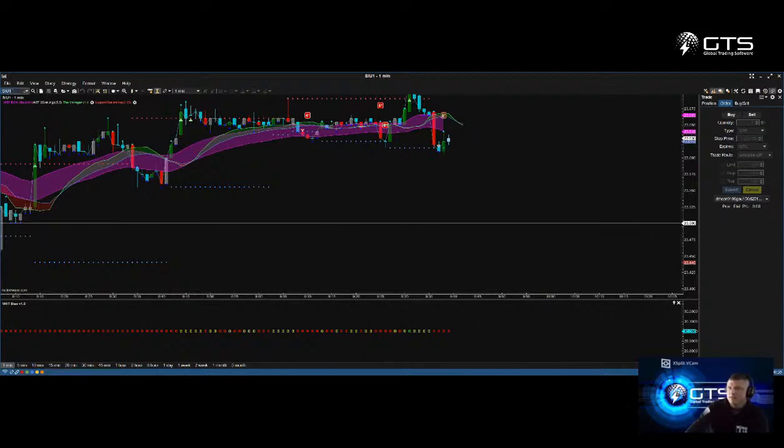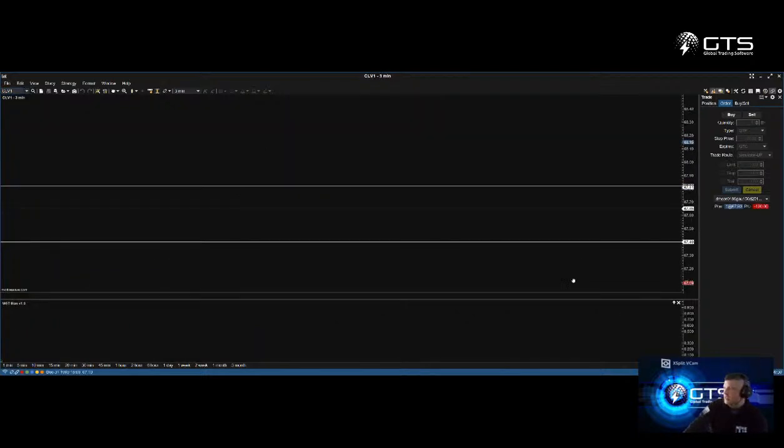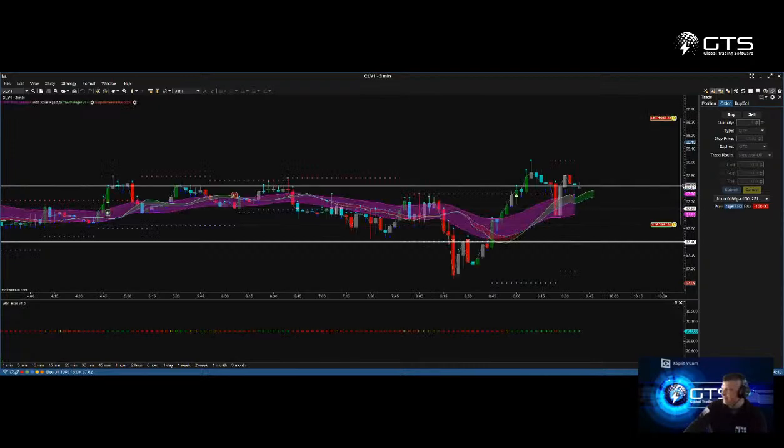CLV1. Yeah, see, this is oil trade right here. It's not being anything spectacular, but it's still not stopping me out either. Manager says to stay in this joker.